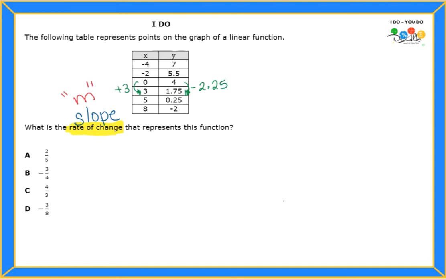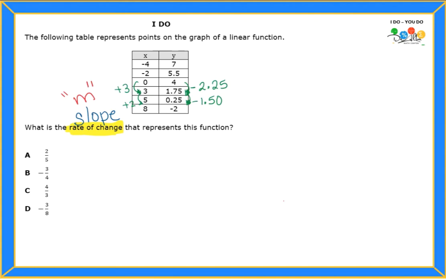How about on the x on the other side? How do I go from a 3 to a 5? So from here it will be a plus 2. And from here to here, I'm going to take away 1.75 minus 0.25. So what do I get? It's going to be a negative 1.5, or 1.50, right?